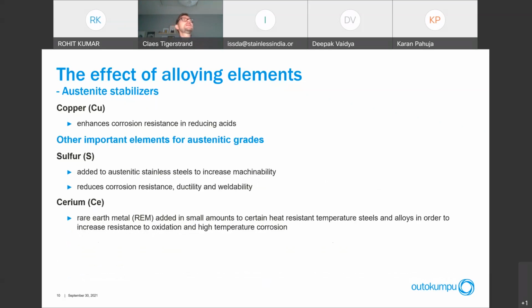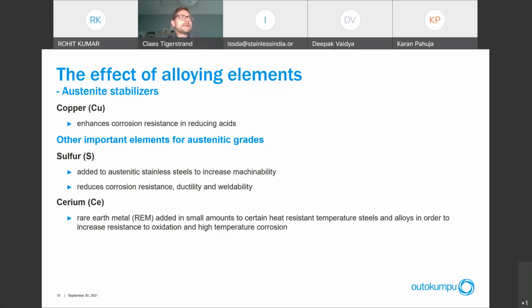Then we continue with the austenite stabilizers. Sometimes we are adding a small amount of copper, which enhances the corrosion resistance in reducing acids, like sulfuric acid. Another important element for austenitic grades is that you can add sulfur. That will increase the machinability. However, it reduces corrosion resistance, ductility, and weldability. So you have to be careful which sulfur content you have there, which property you want to promote.